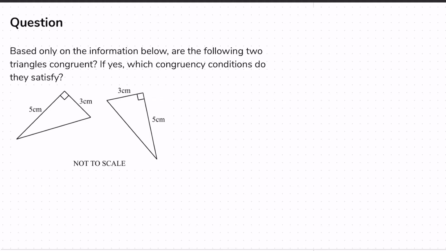So what we have are two triangles, and the question wants us to determine whether or not they are congruent. Now the way to determine this is, are they the same shape? Are they the same size? And we can do that by looking at some of the following information, right?